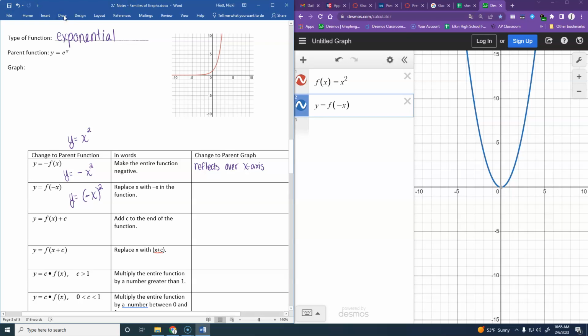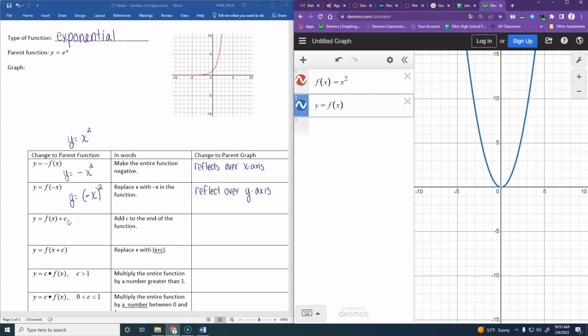So negatives on the inside of the parentheses are going to reflect over the y-axis. And as we just showed with x squared, for some functions that doesn't look like it did anything. The absolute value is going to be the same way. If you put the absolute value inside of that negative, it doesn't look like it does anything because it is symmetrical about that y-axis. But for other functions, it makes a difference. Okay? All right. So the next one is the f of x plus c.